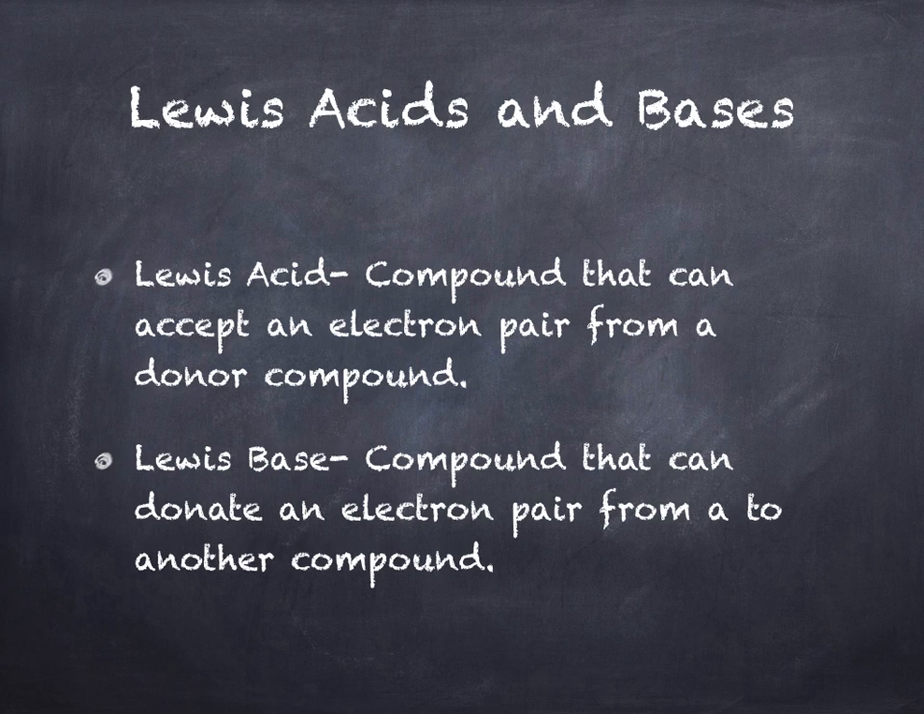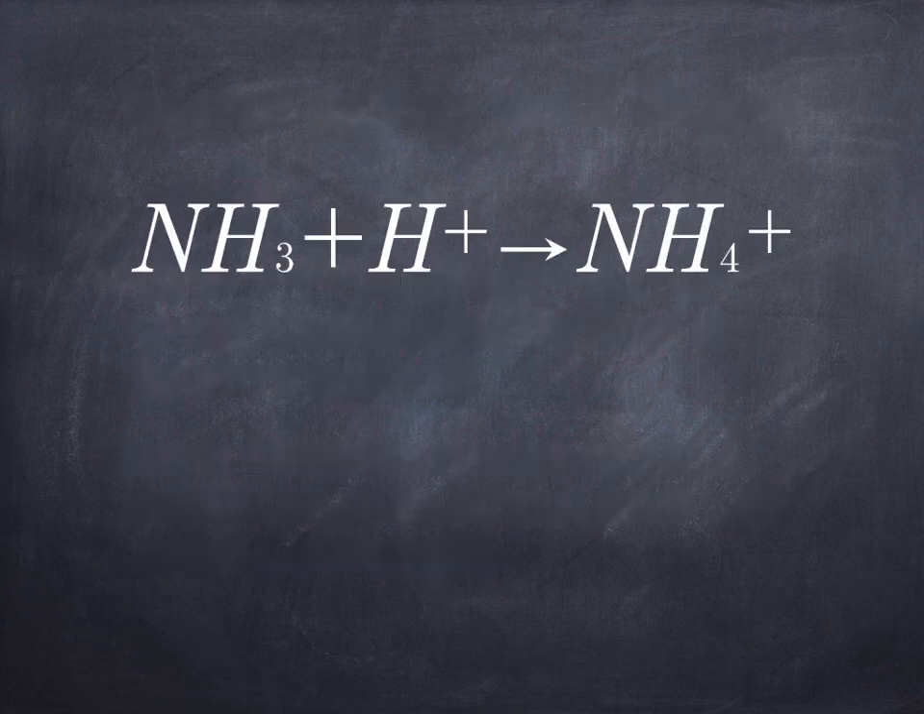Lewis acids, these are compounds that can accept an electron pair from a donor compound. Now, it's important to remember that it has to be a pair of electrons, two electrons together. And if it accepts those pair of electrons, we call it a Lewis acid. A Lewis base, on the other hand, will donate an electron pair to another compound. So this is a big, broad definition because it encompasses more substances than either of the other two definitions ever would. Let's look at an example.